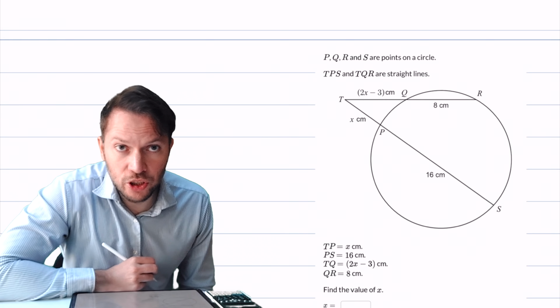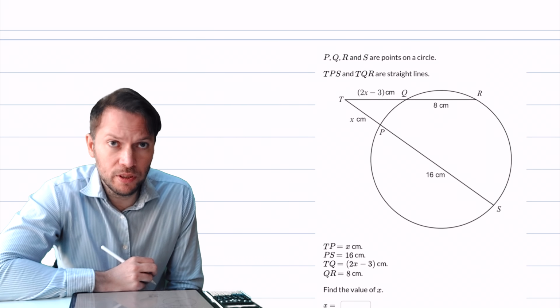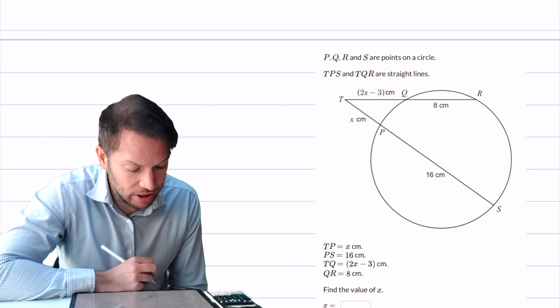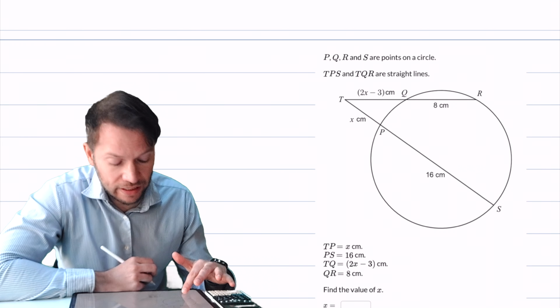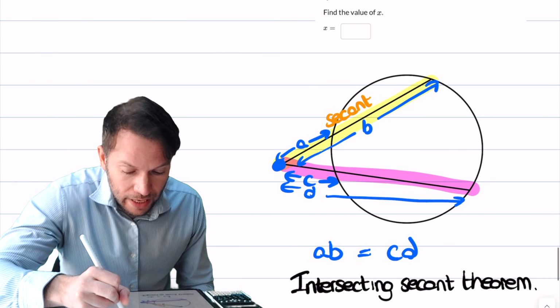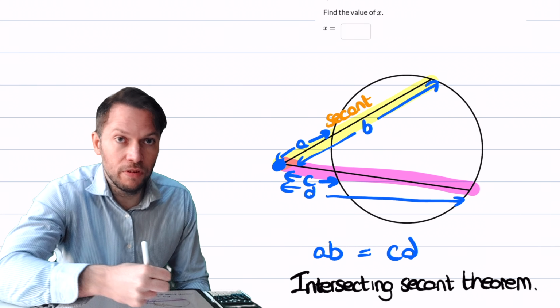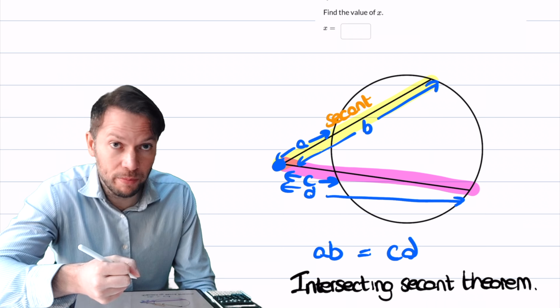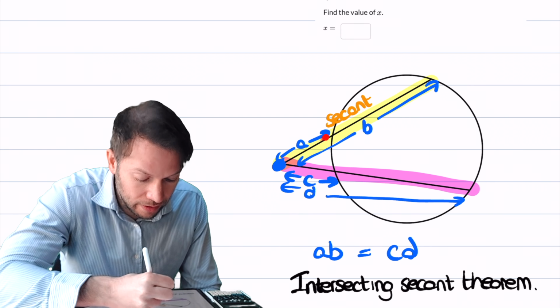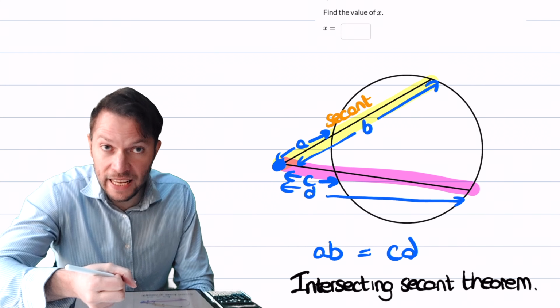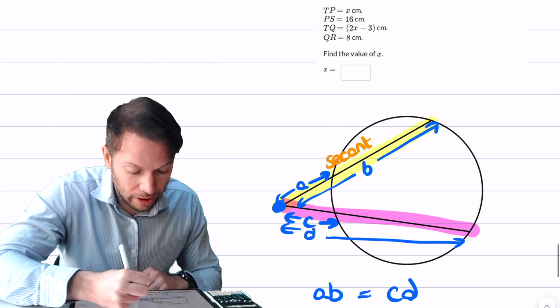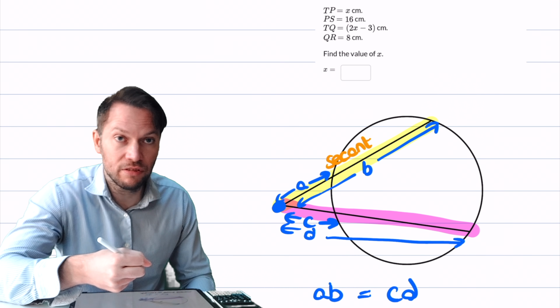In this video, we're going to use the intersecting secant theorem to form and solve a quadratic equation. Let's remind ourselves what the intersecting secant theorem was. A secant is just a line that cuts through the circle. Secant comes from the French sequer, which means to cut. So it's just a line that cuts a circle, as opposed to a tangent, which would touch the circle. So if I had a line like this, which touches the circle, that's called a tangent.